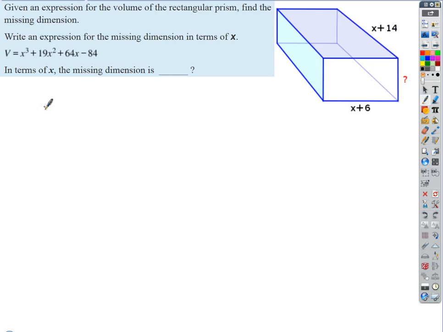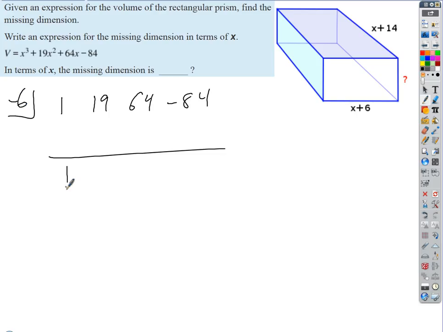So we start off with coefficients of 1, 19, 64, and negative 84. And out front we'll put, what's this going to be? Negative 6, okay, good. So bring down the 1, negative 6, 13, what's that going to give us? Negative 78, negative 14, positive 84, 0. Okay, what's that? 64 times 13.